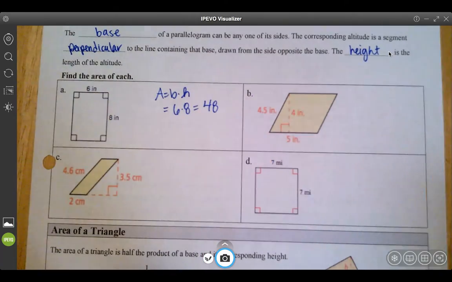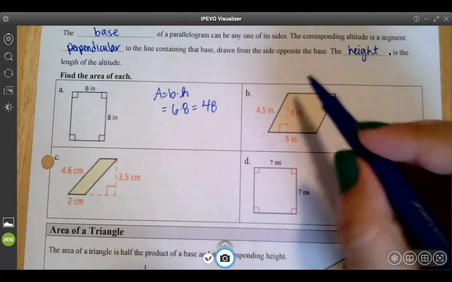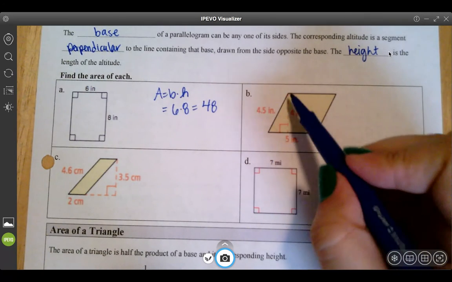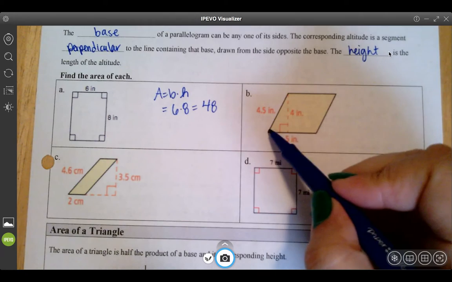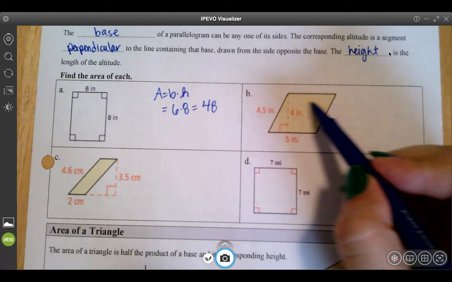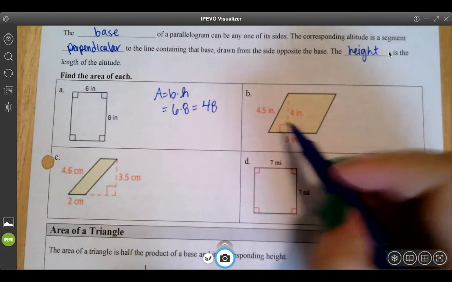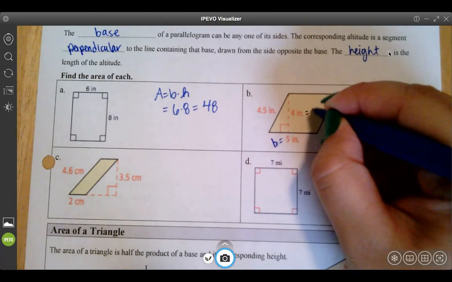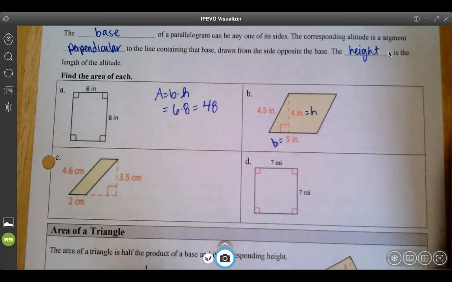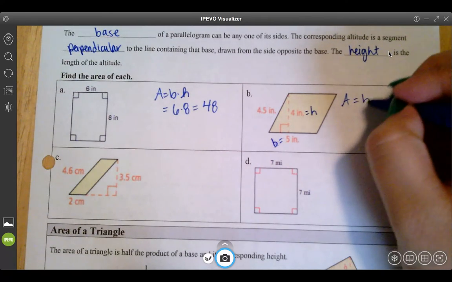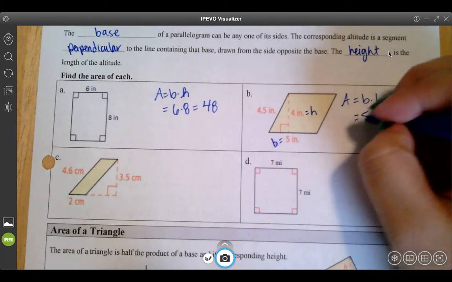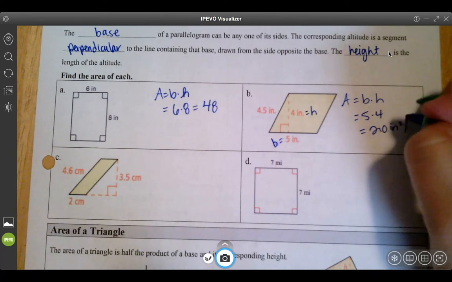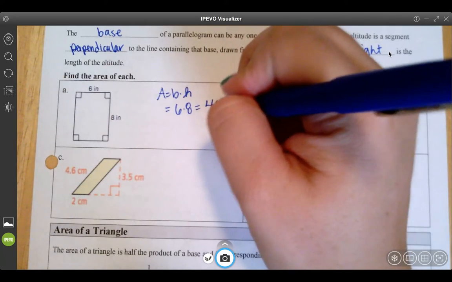For part B, we have a parallelogram here, so we want a side and the altitude that's perpendicular to it. If we choose the 4.5-inch side, we don't have the measurement of the altitude perpendicular. So we want this to be our base and this to be our height, because we're given the measurements that we need to find base times height. So 5 times 4 is 20, and I should be putting units here, squared inches.